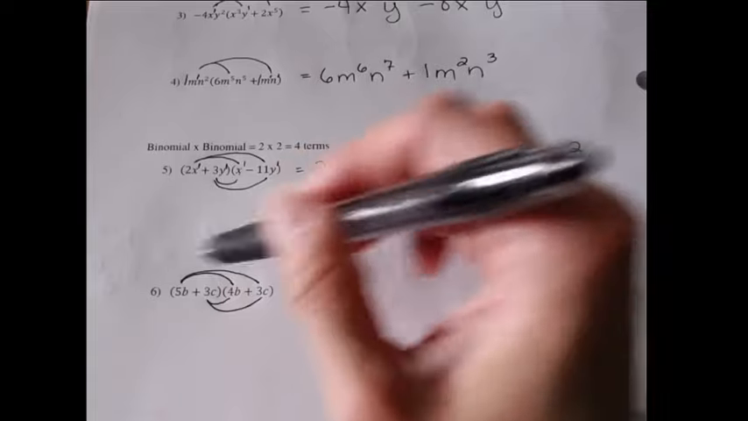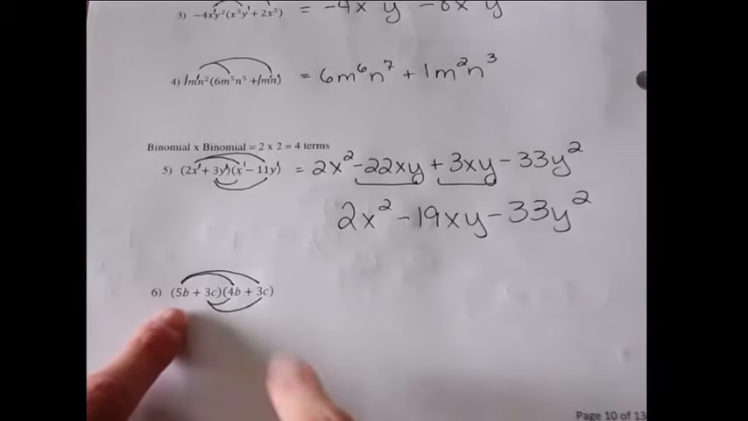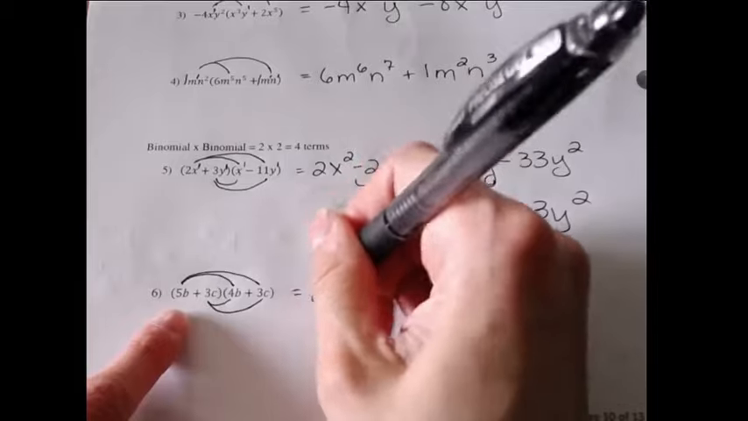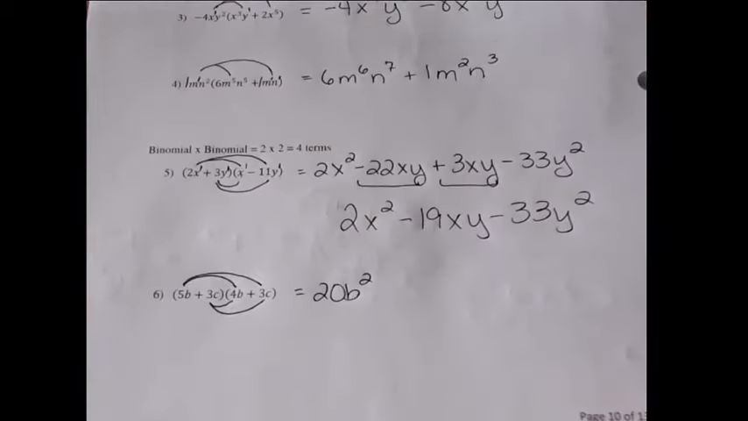I find that by drawing the lines of distribution, we tend to have better success. It keeps things organized and neat. So I would urge you to do that. You don't have to do it, but I would urge you to do that. 5b times 4b, well, that's 20b squared, right? And again, think about how it sounds. B times b, well, you have two of them, so b squared.